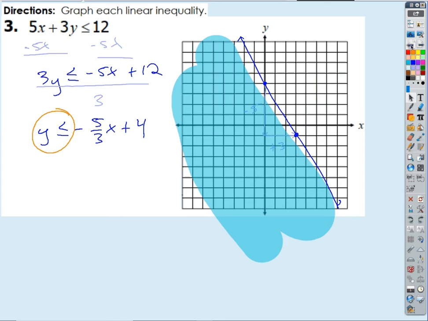So we solve for y, get y by itself. Then when we're graphing our boundary line, we put it in slope-intercept form. How do we know if it's going to be a dashed or solid boundary line? What do you think?